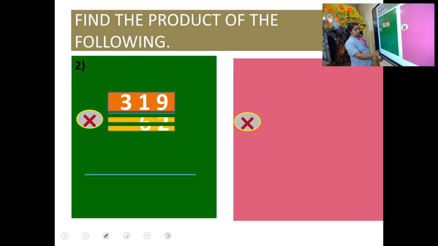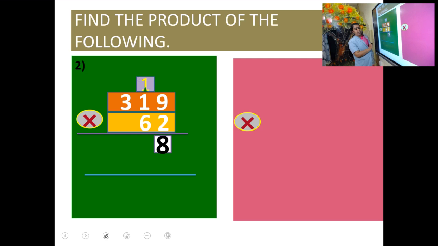319 into 62. So, say the answers. What is the first step? 2 nines. 2 nines are 18. Good. So, where do I write the 1? 1 is the carryover to the tens. Then, what's the next step? 2 ones. 2 ones is 2. 2 plus 1 is 3.